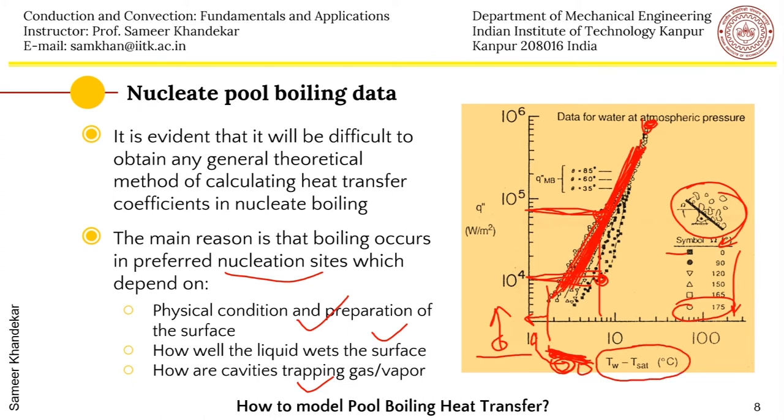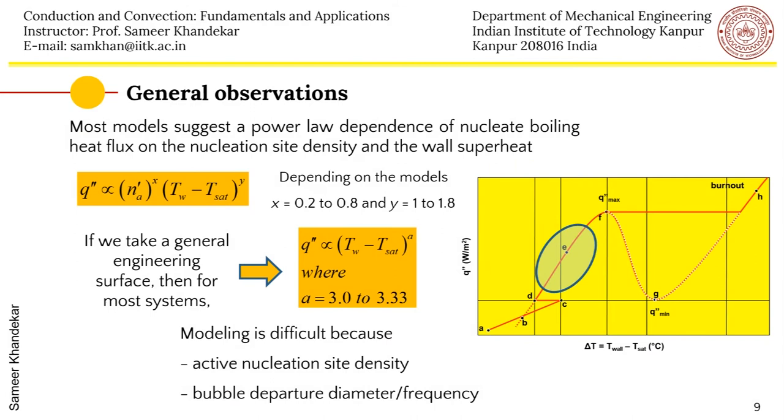So let us look at some general observations of the nucleate pool boiling data. If you see the models, most of them suggest a power law dependency. Now, the power law dependency means that the heat flux is dependent on the nucleation site density and the wall superheat. So it is proportional to Na'' to the power X and Tw minus Tsat to the power Y, as has been shown here. And if you try to fit such a power law correlation with the experimental data, you will see that the X exponent is between 0.2 to 0.8, and this Y exponent is between 1 to 2. So basically, it's a nonlinear relationship between q and delta T and the nucleation site density.